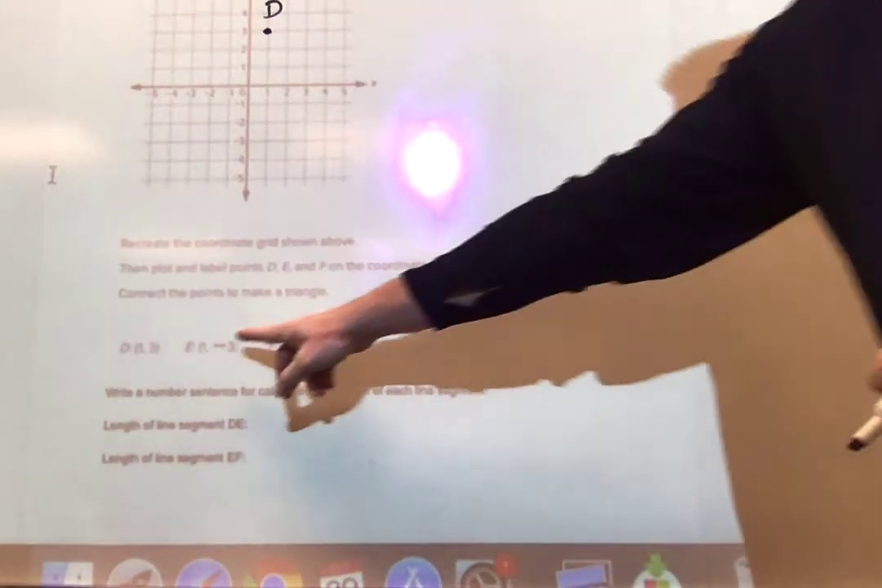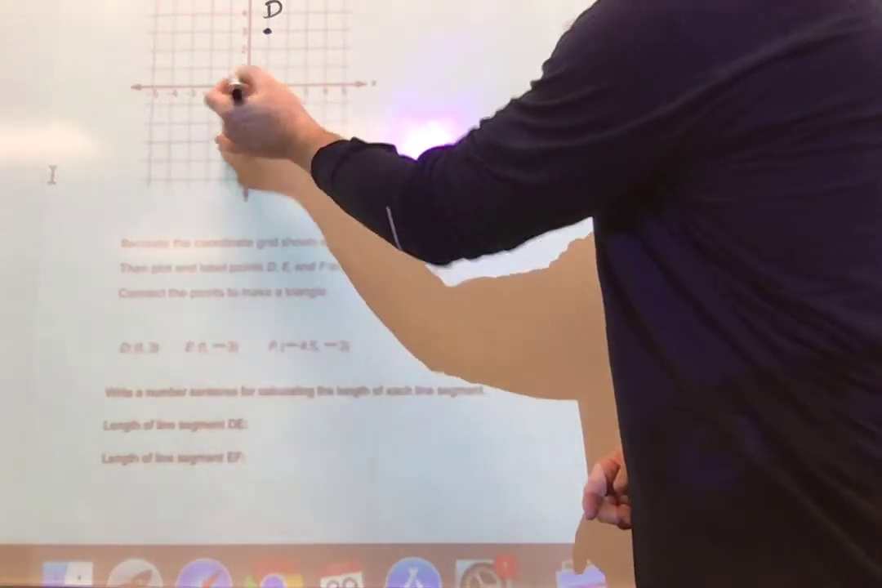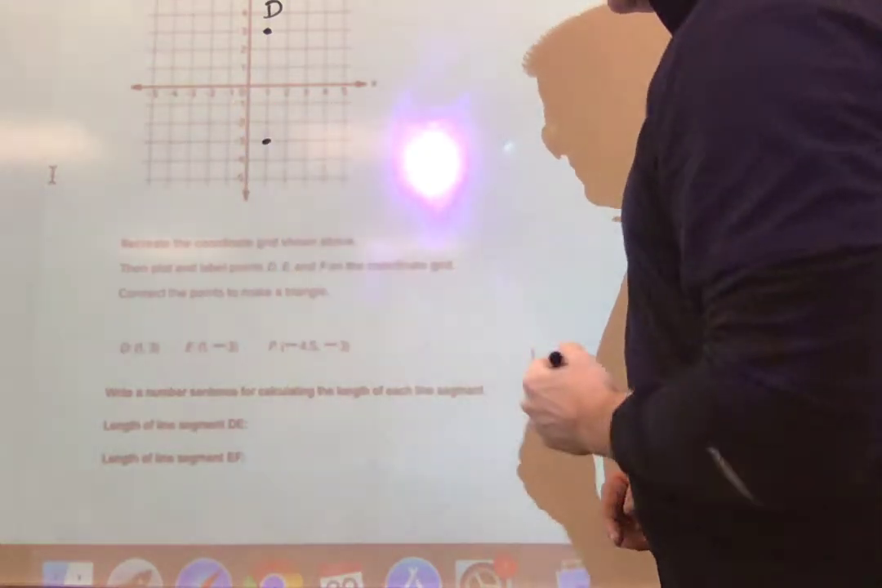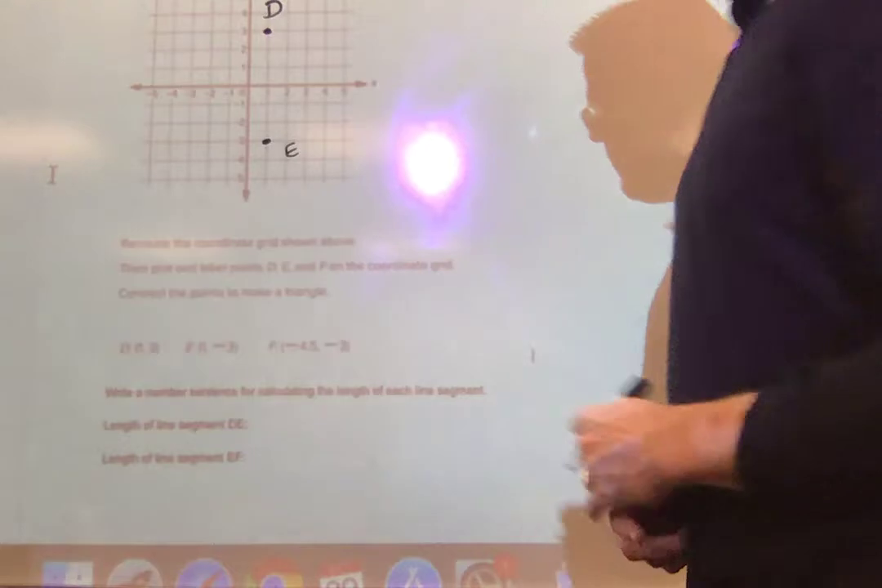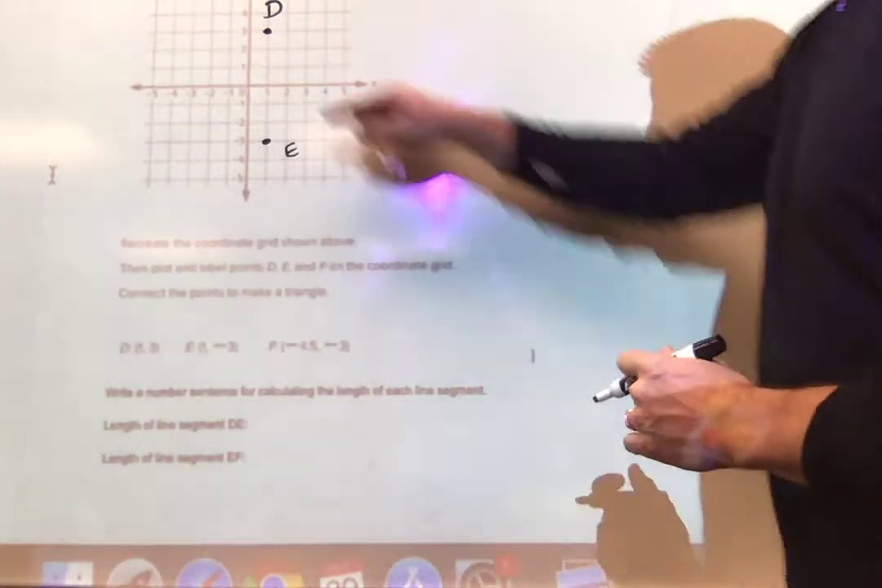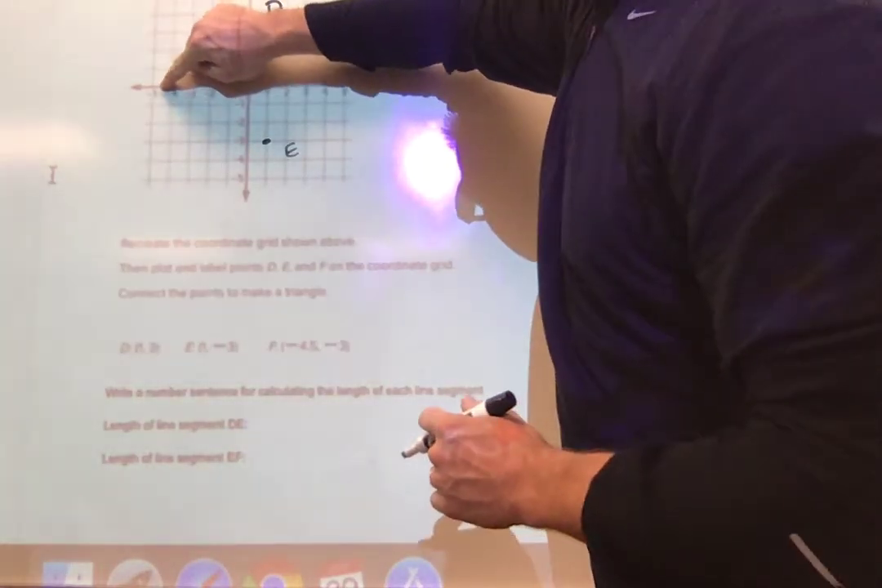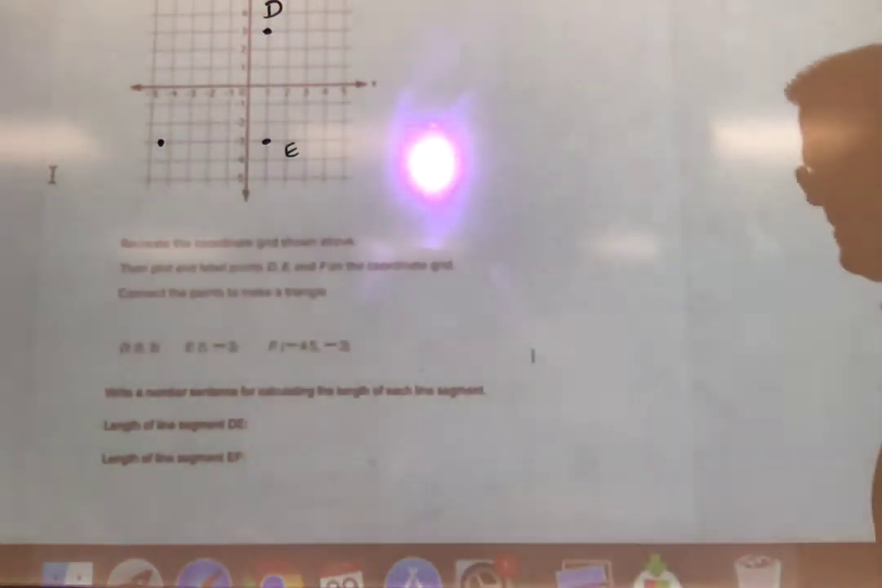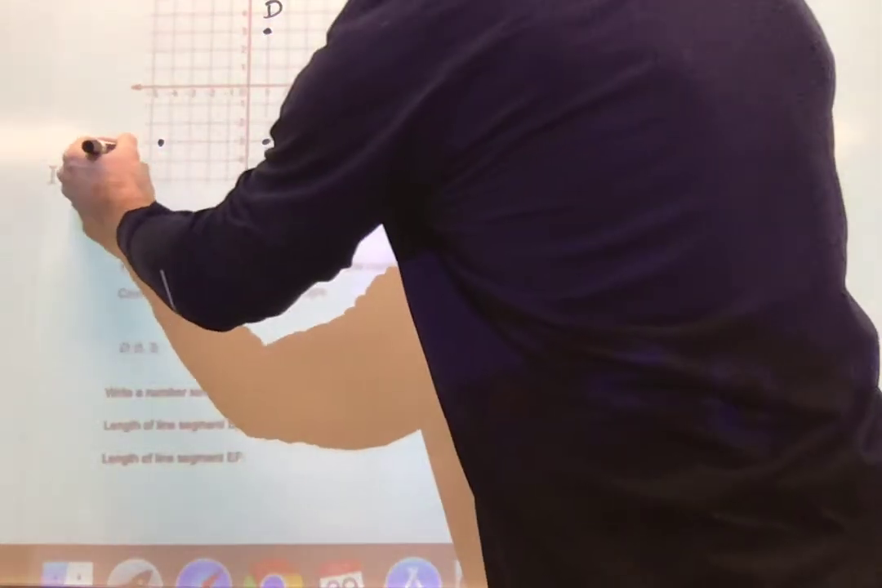Whereas point E is 1, negative 3. So again, start at 0, 0. Go over 1, down 3. And there's point E. And then F is negative 4.5, negative 3. Negative 4.5, negative 3 would be right down in here, and that's point F.